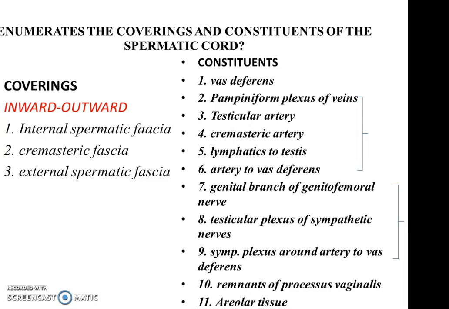All these structures are innervated by a set of nerves. The first is the one going to the genitals, and it's called the genital branch of the genitofemoral nerve. The next is of the testicle, the testicular plexus of sympathetic nerve. The next is the one that takes care of the artery that comes around to supply the vas deferens, and it's called the sympathetic plexus around the artery to the vas deferens. And then, from development, the remnant of the processus vaginalis, and then the areolar tissue, the connective tissue around the structure.